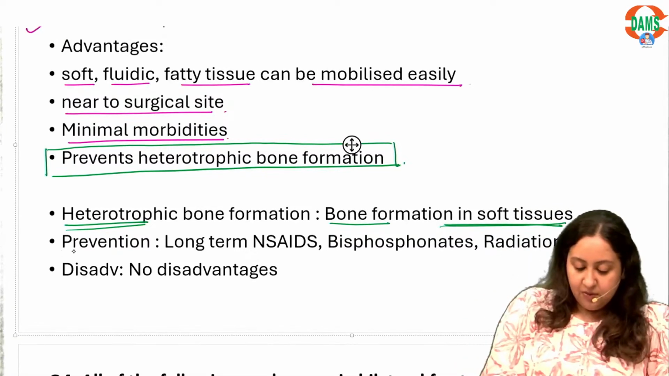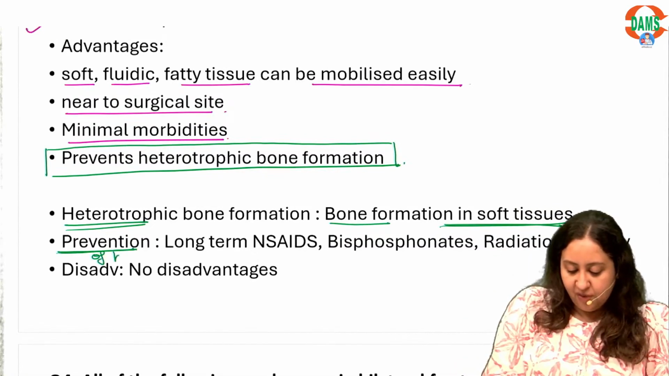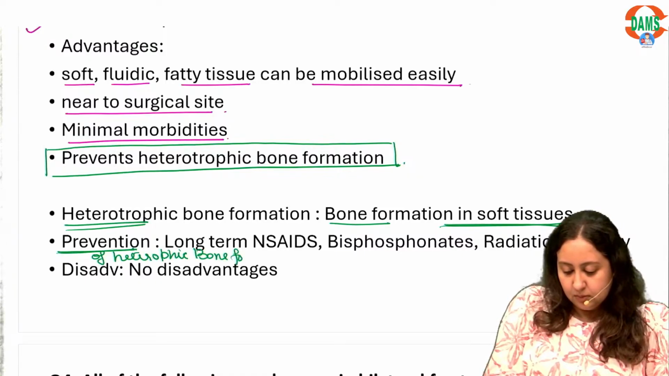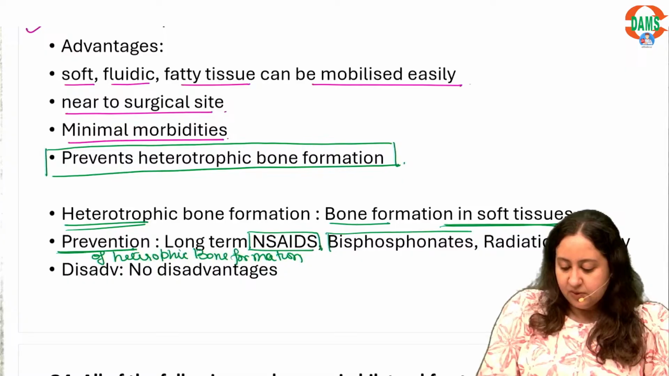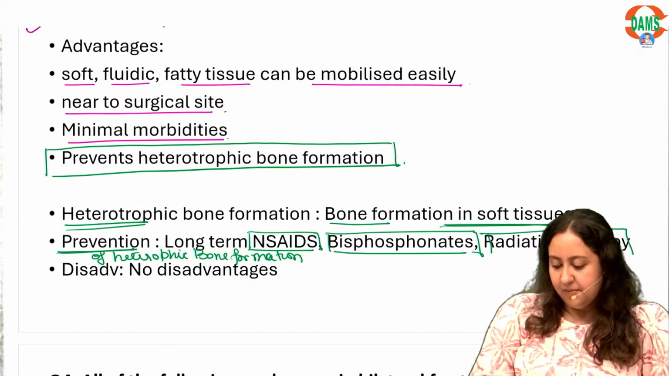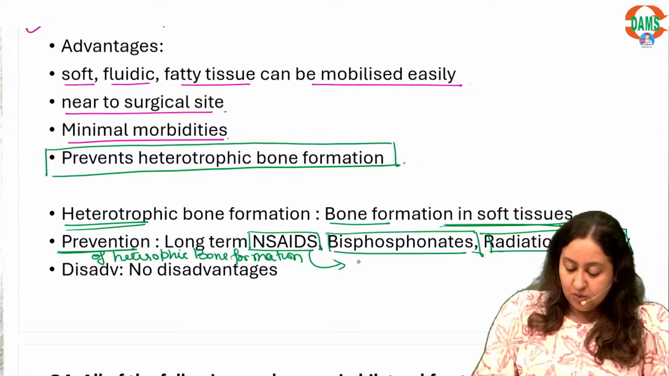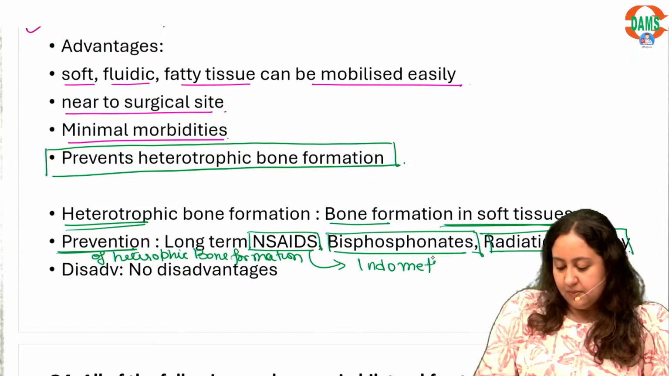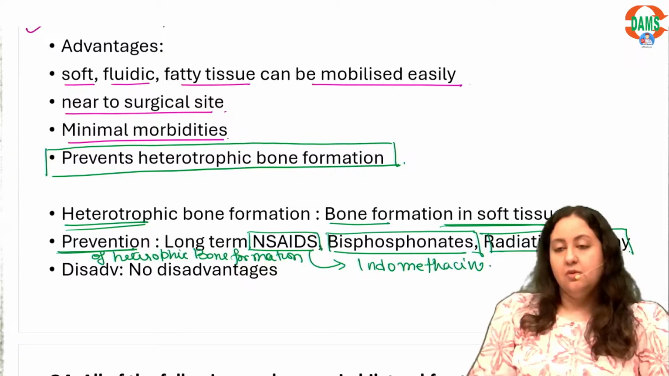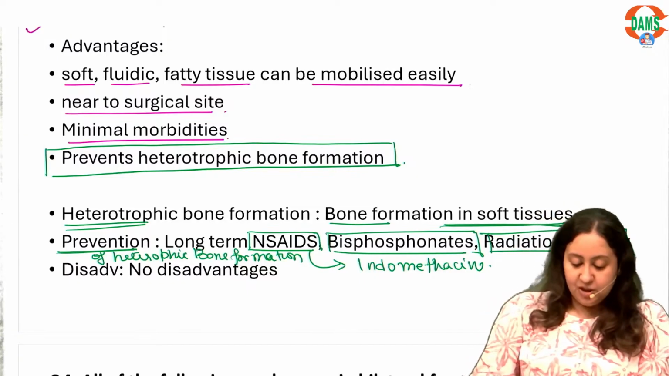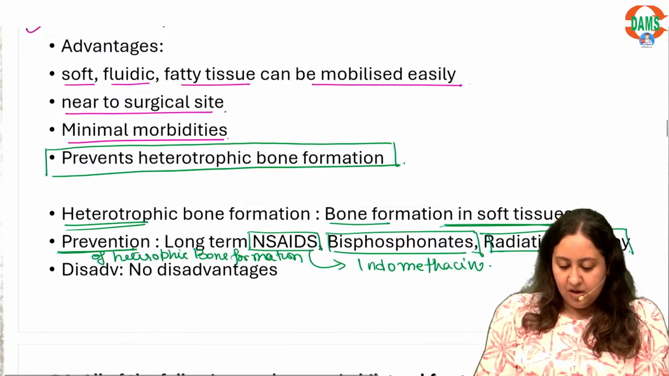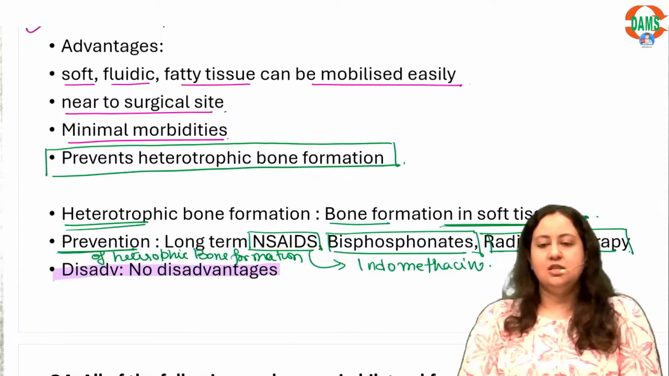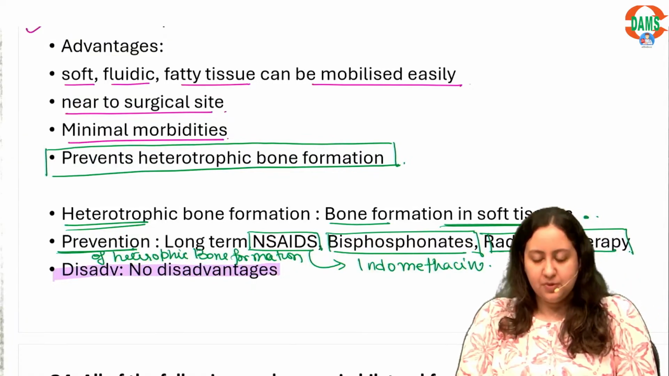And here when we say prevention, this is prevention of heterotrophic bone formation. So how do you prevent that? Long-term NSAIDs, bisphosphonates, and radiation therapy. And in NSAIDs also, indomethacin. Okay, this prevents heterotrophic bone formation, and this has no disadvantage. Buccal fat pad use has no disadvantage. That's why it's the best material.